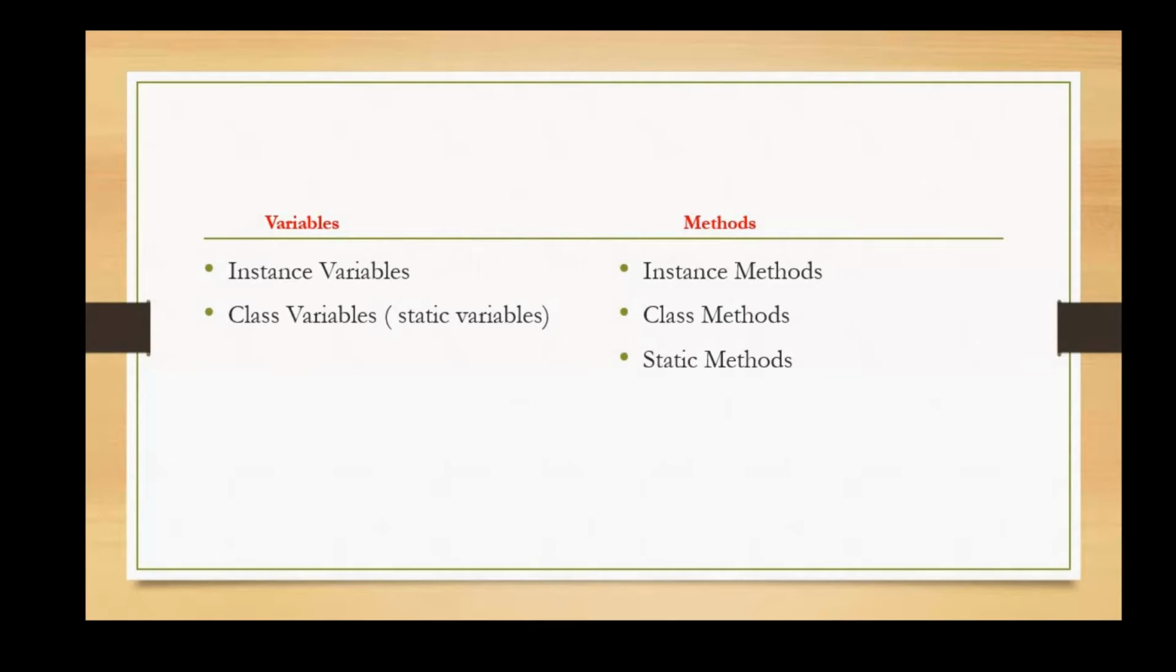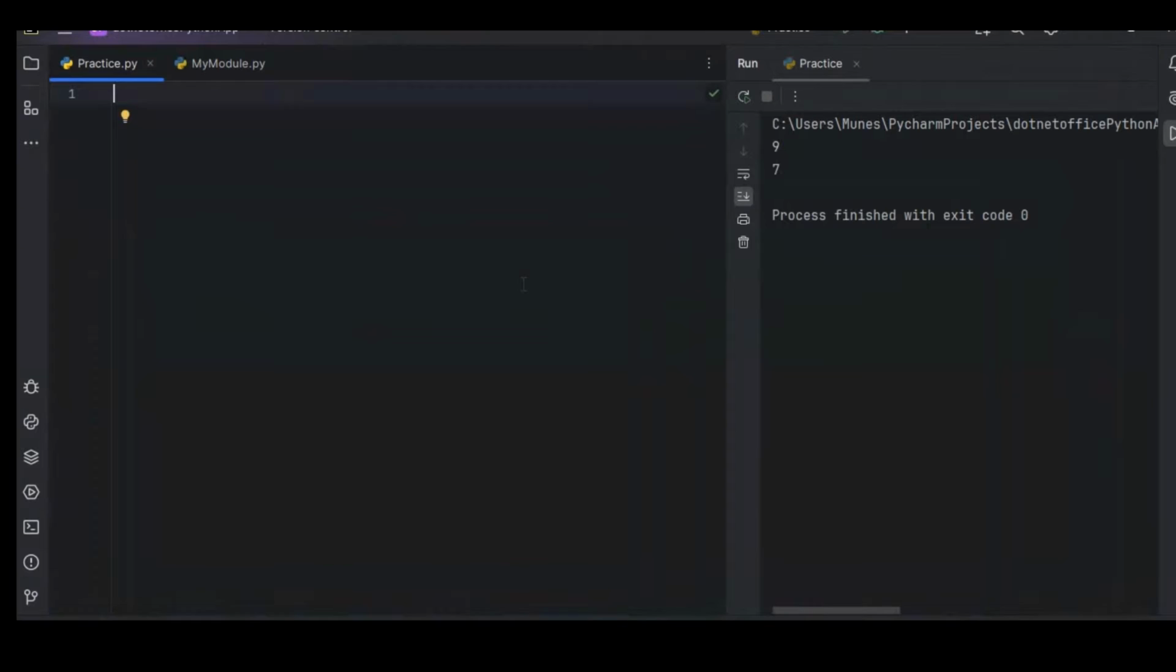And if we talk about the methods, then we have three types: instance method, class method, and static method. Here, the static methods are different. The way of calling them is different here. So let's go to the application and let's first try to understand the variables.